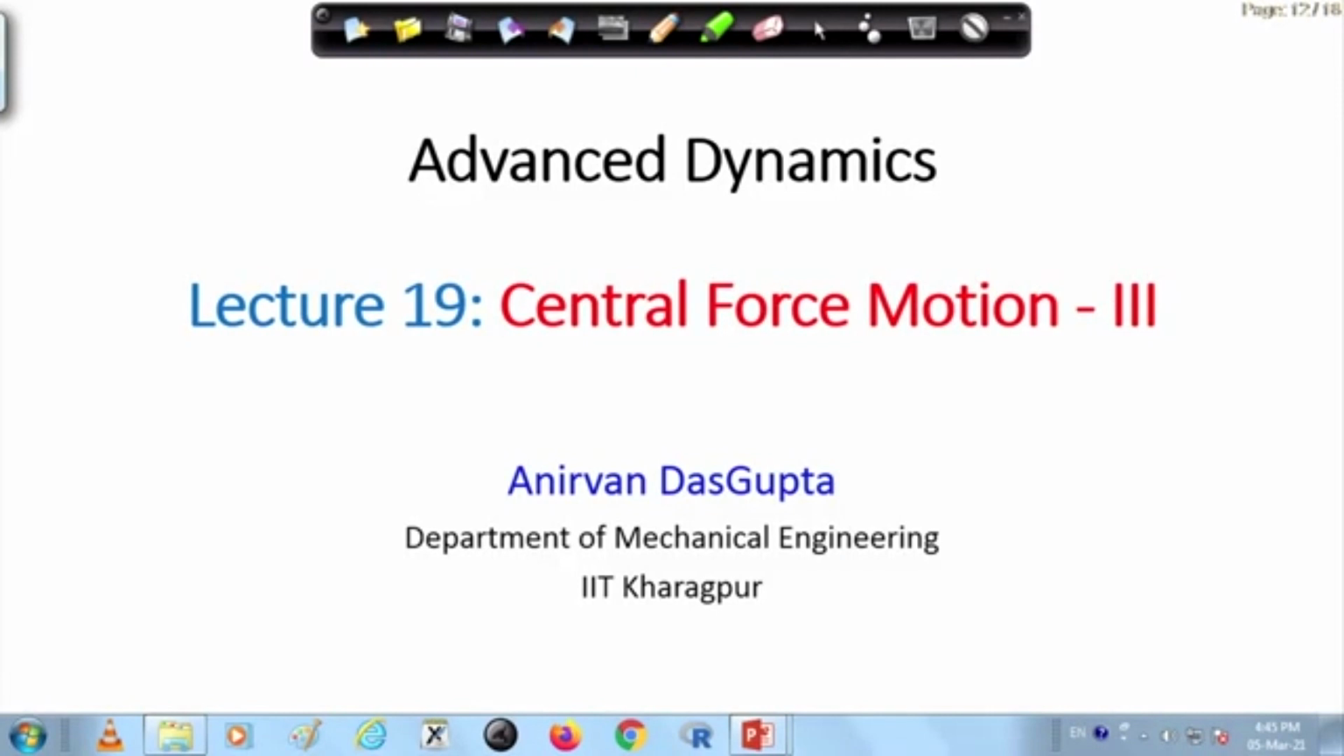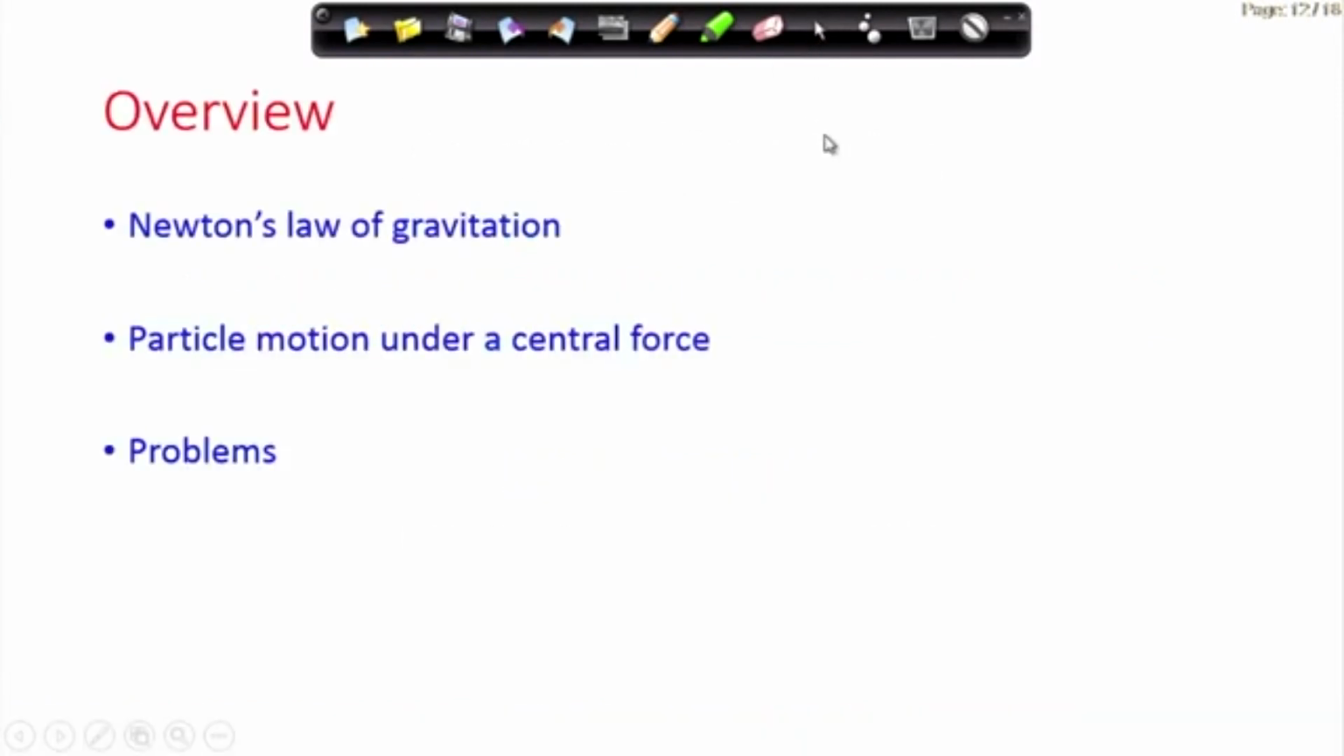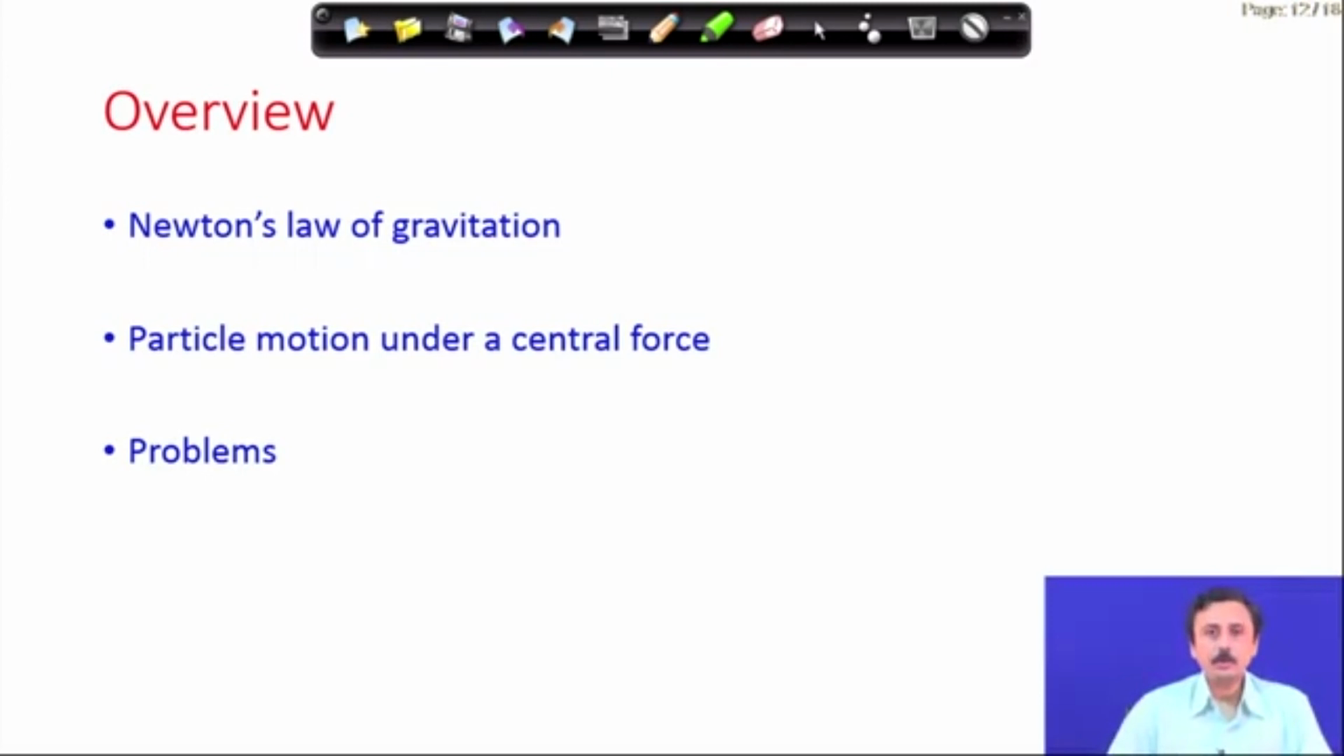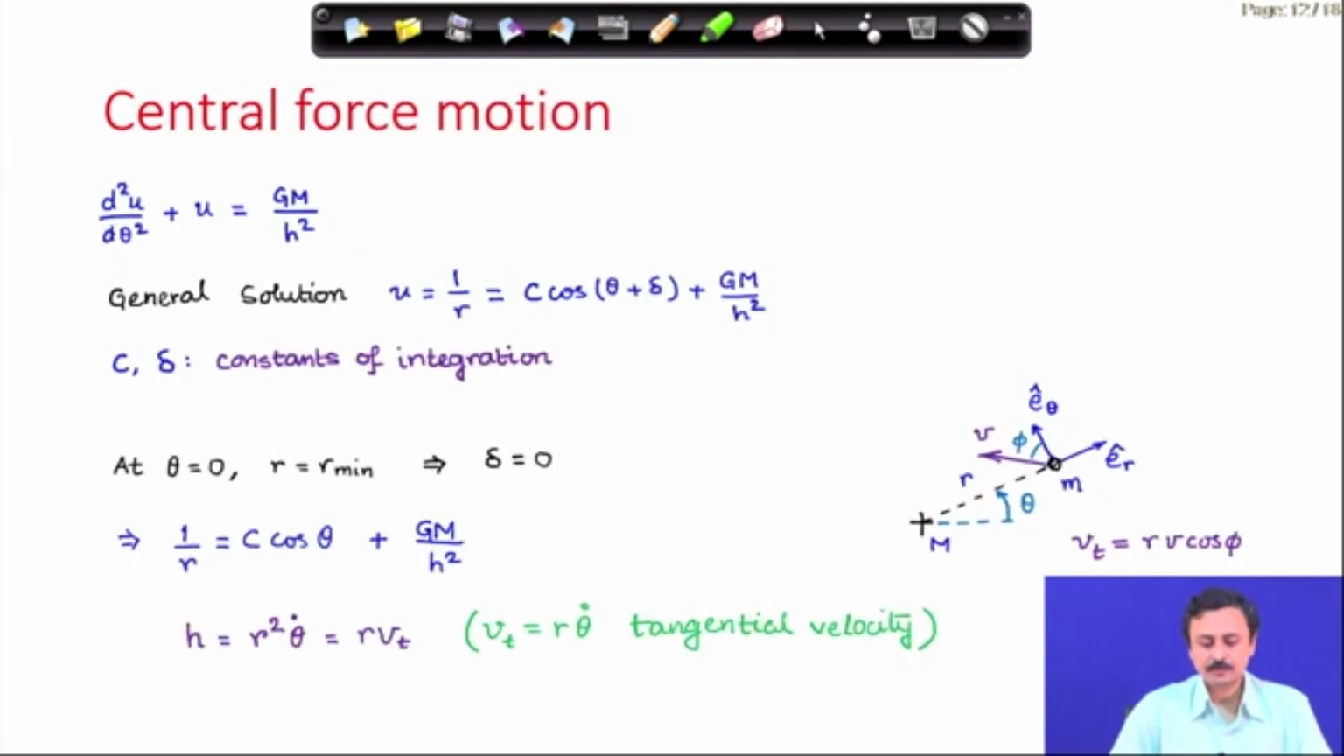In this lecture, we are going to continue our discussions on central force field motion, and we are going to look at some problems. The overview is that we will recapitulate some of the essential points of motion of a particle in a central force field, and we will look at some problems, applications of these relations.